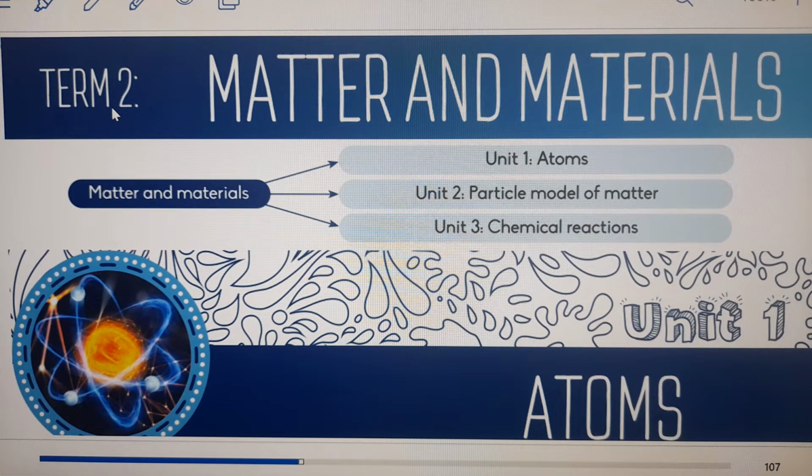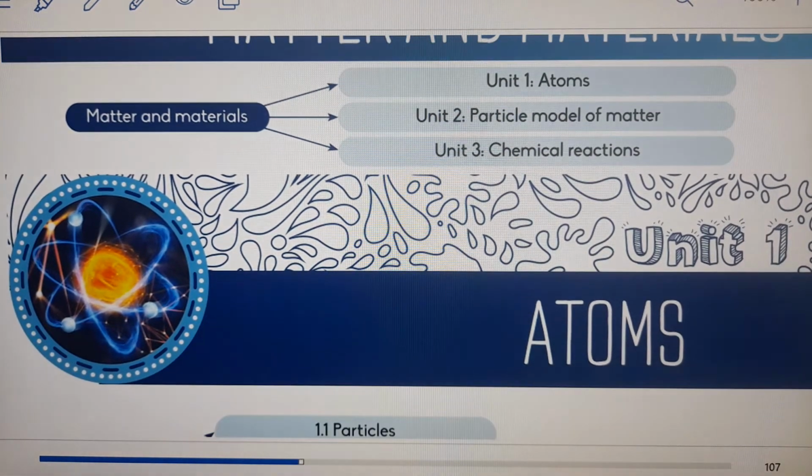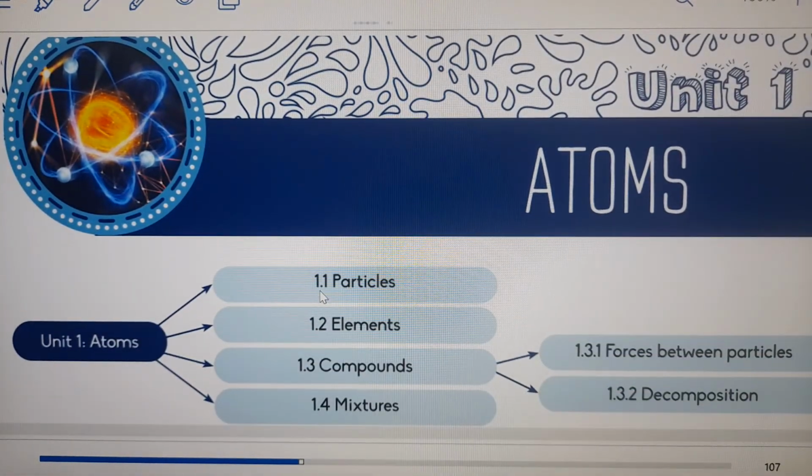Good day. This is our second lesson for term number 2, Matter and Materials. We looked at the first unit, which was atoms. In our first lesson, we looked at unit number 1, which covered the atom. And we know that the atom is the smallest particle that makes up matter. Under atoms we have looked at particles.